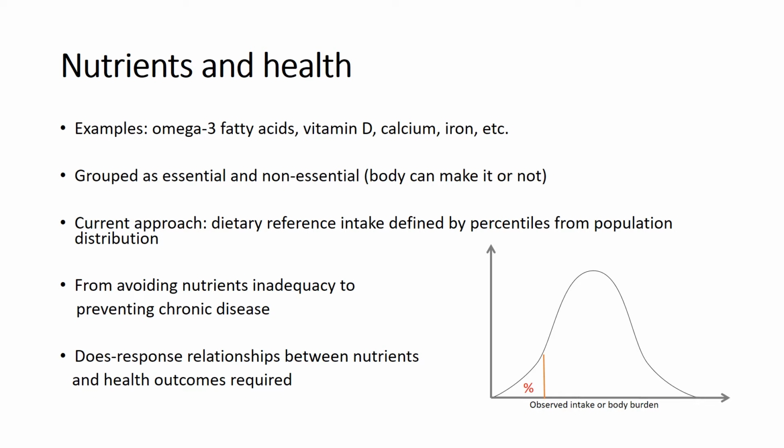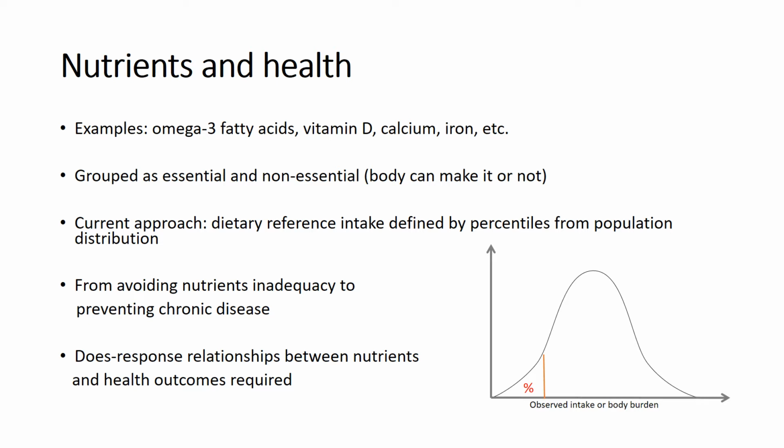In this presentation, I will mainly talk about three things. First is nutrients, then contaminants, and human health. So what are nutrients? I will give you a few examples like omega-3 fatty acid, vitamin D, calcium or iron. Those kinds of things we basically feel are essential and good for our health. Nutrients are grouped as essential and non-essential, mainly depending on whether the body can make them or not.